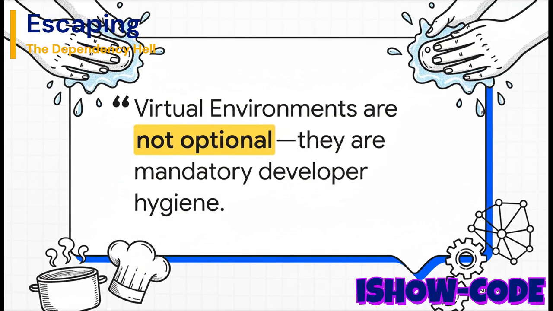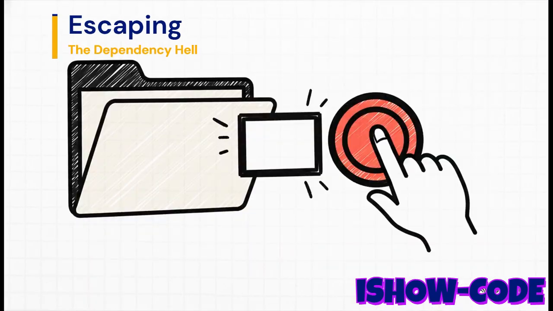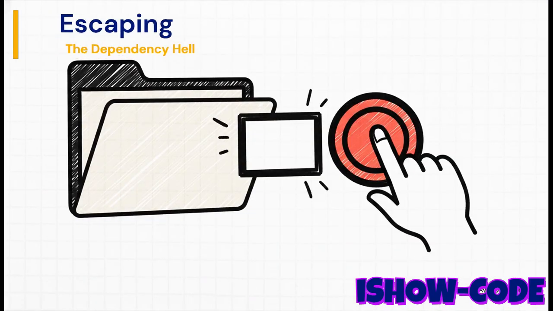So here's the bottom line, the one thing to take away from all of this. Think of virtual environments like washing your hands before you start cooking. It's not optional, you just do it every single time. This is mandatory developer hygiene, and it's what keeps your projects clean, predictable, and shareable. I really want this to become muscle memory for you.